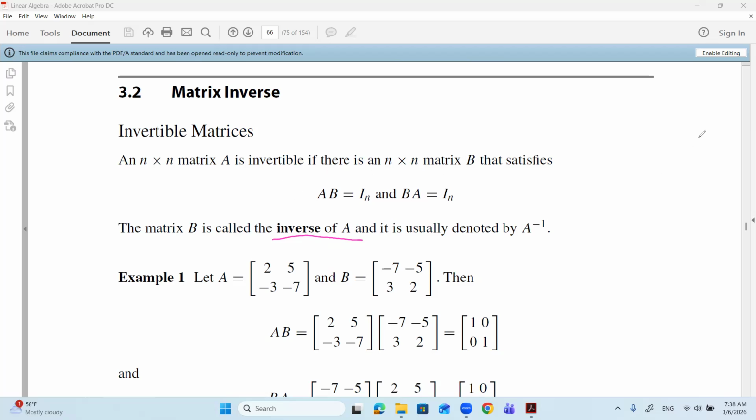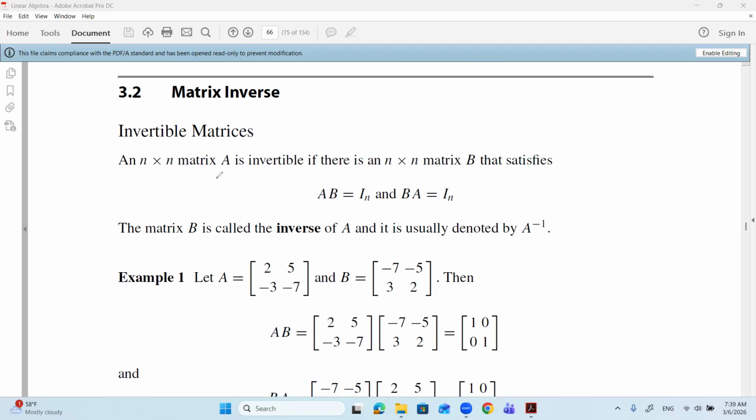Suppose, instead of using A inverse, we don't know yet if A has an inverse. Suppose there's a matrix B. We say B is the inverse of A if we can check two things: if A times B is the identity, and B times A is also the identity, then we call B the inverse of A.